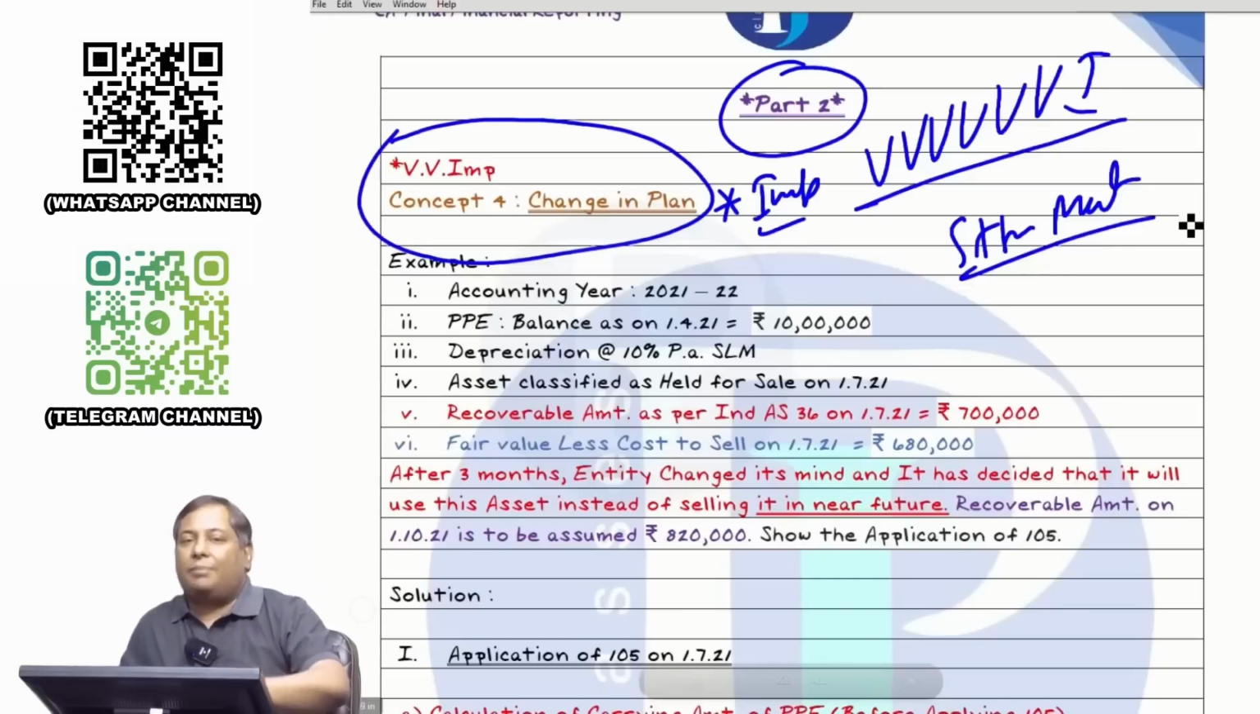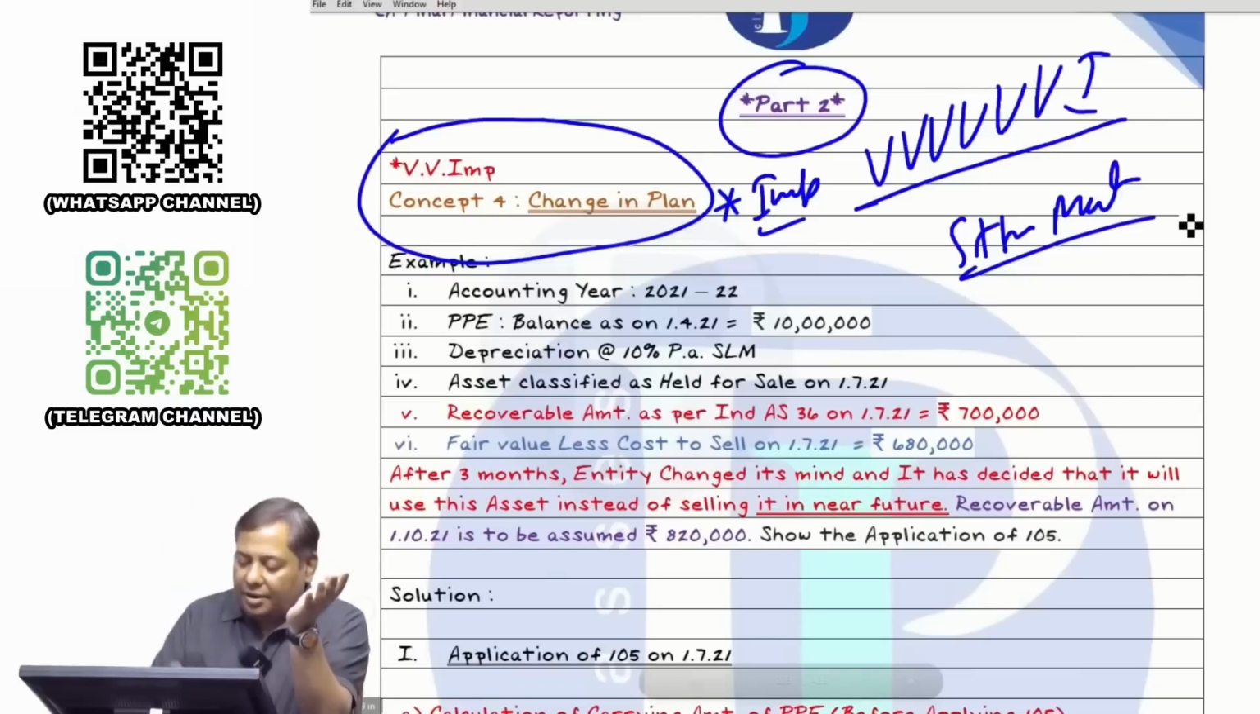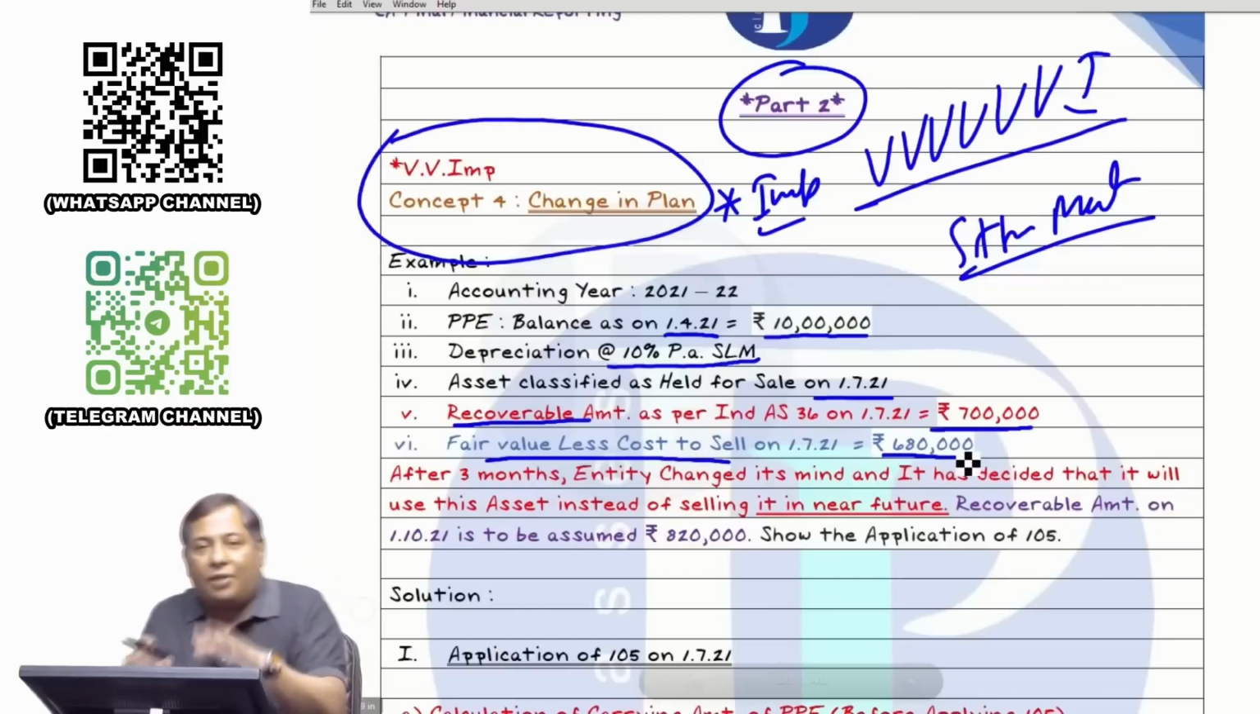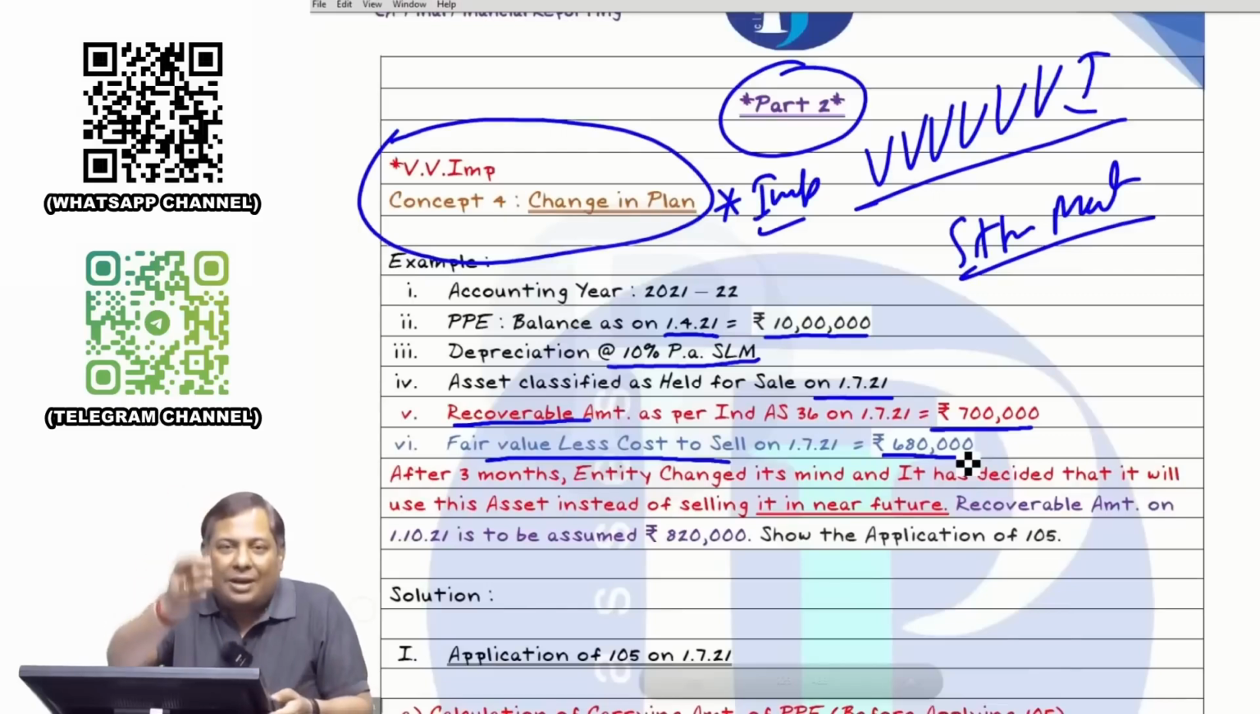And I first explained this with an example. So I am giving the same example which is written in this book of mine. I carry forward this example. Look at this. 1 asset for 10 lakhs, 10% SLM. Classified it on 1st July. Its recoverable amount is rupees 7 lakhs. Net selling price is 680. These are the figures I just explained to you. I was explaining to you using the same figures. I was preparing this example because I have to tell you about the change in plan.